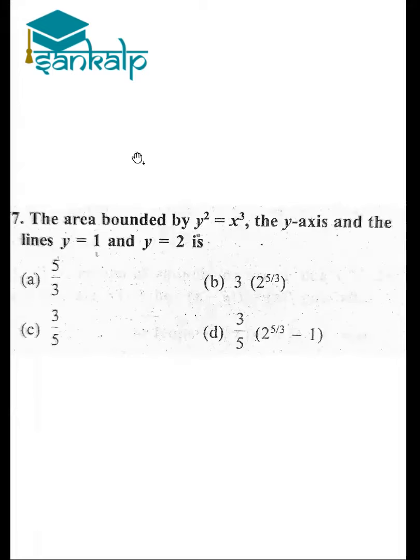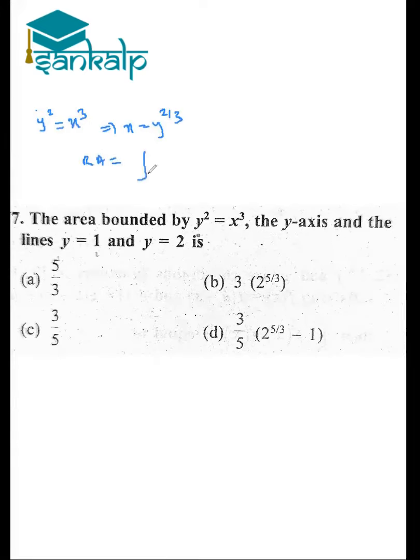Next question. The area bounded by y square is equal to x cube, the x-axis, y-axis, and the lines y equal to 1 and y equal to 2 is, okay. So here the curve is given by the equation y square is equal to x cube, or on simplifying we can write x is equal to y raised to 2 by 3.